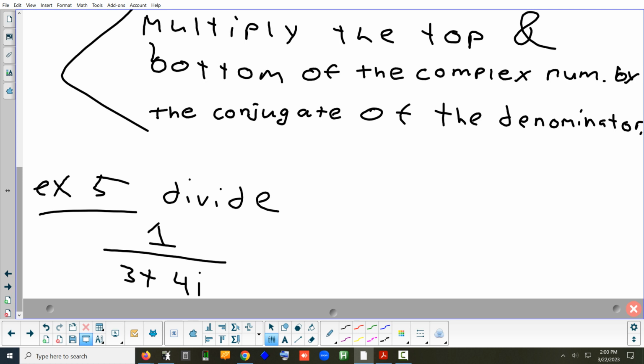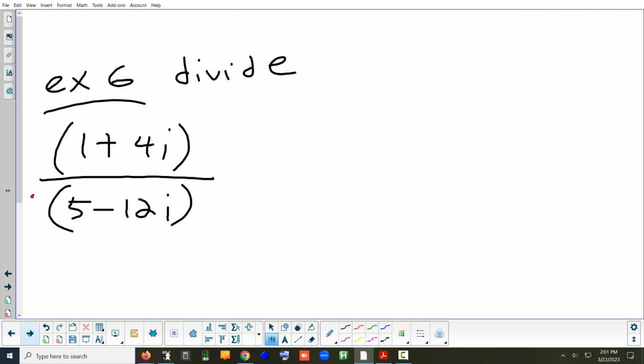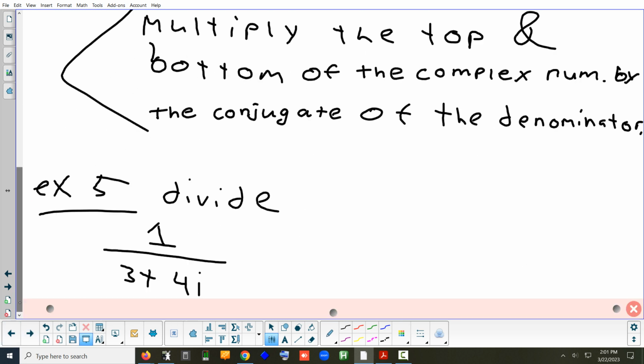Now the first division problem we're going to do is a little bit easier. The bottom has a real part and an imaginary part, but the top only has a real part. That's going to make it a little easier to do the top. In the second one, both the top and the bottom have a real and imaginary part. That makes it involve a little bit more multiplication.